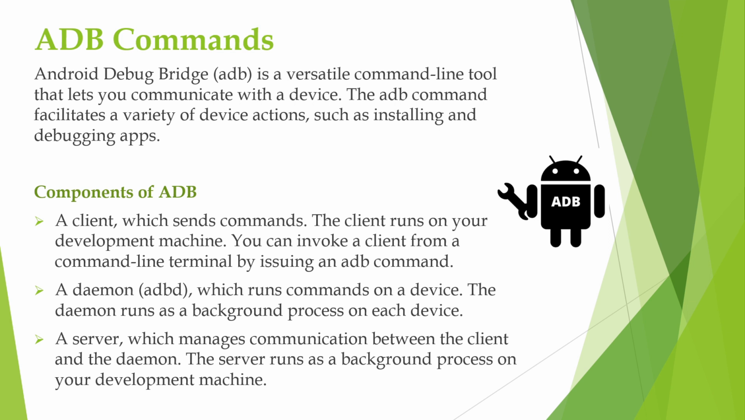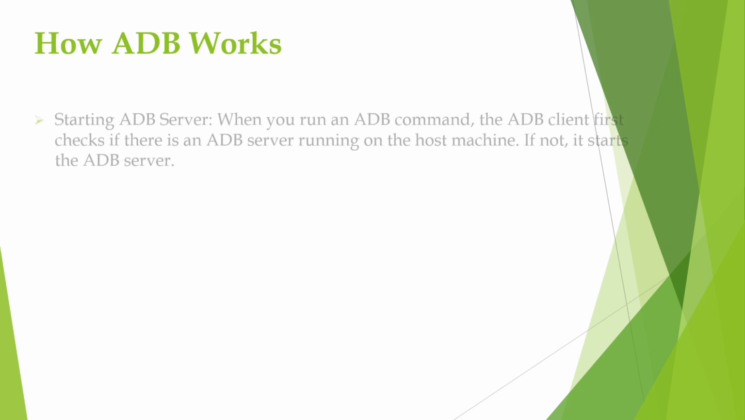Next is ADB daemon. This is the background service running on the device. It processes the commands that are sent from the ADB client and it will return the results. The daemon runs as a background process on each device. Next is ADB server. The ADB server manages the communication between the ADB client and the ADB daemon. It runs as a background process on your development machine. When you start an ADB client command, the server starts and it sets up the connection between all the running devices.